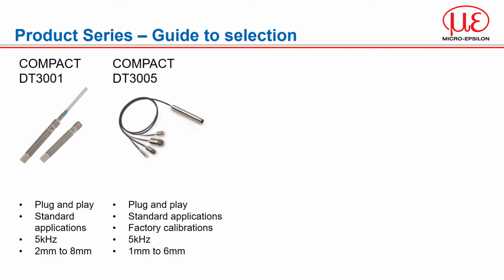The DT3005 series separates the controller from the sensor head, reducing the sensor head size for easier installation. The 3005 heads and controller are sealed for up to 10 bar, and special calibrations are possible in our factory for your target material, but no further adjustments can be made after.